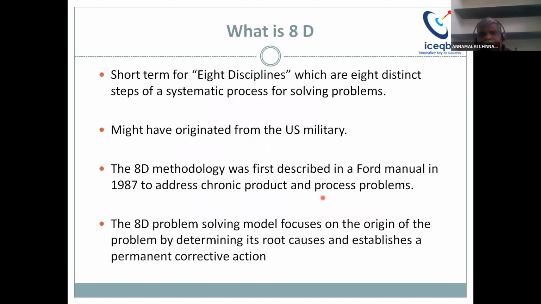Again, let us now come to the description of what is 8D. 8D is short for 8 disciplines, which are 8 distinct steps of a systematic process for problem solving. Whenever you find that some non-conforming products are produced, either in the process or we are facing customer complaints about the non-conforming product, how are we going to solve that? That is a systematic set of 8 actions you are going to take. So it is an 8 discipline systematic process of problem solving.